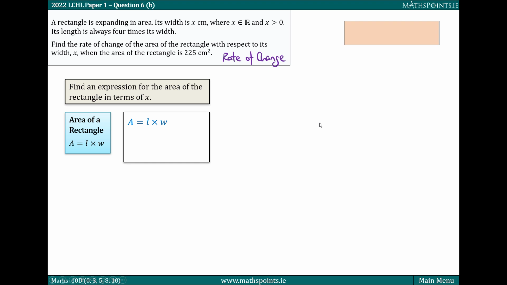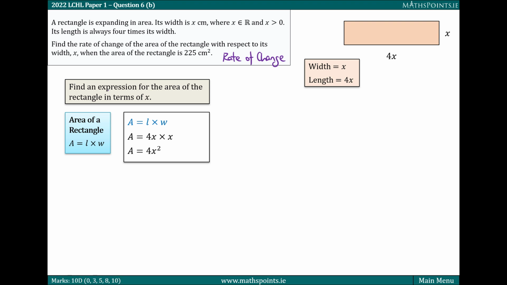In our rectangle, the width is x. We've been given that in the question. And then obviously, if the length is 4 times that, we can say that that's 4x rather than introducing a different variable like y. So the area is equal to 4x times x, and 4x times x is 4x squared. So we have a formula for the area of the rectangle.